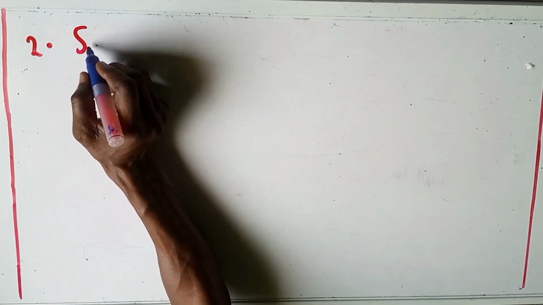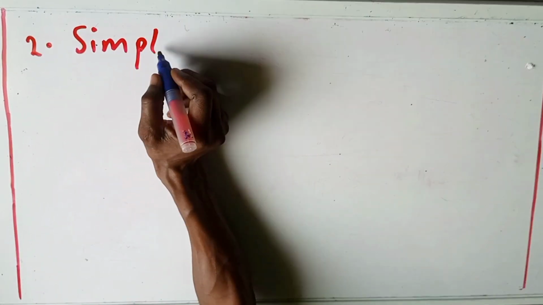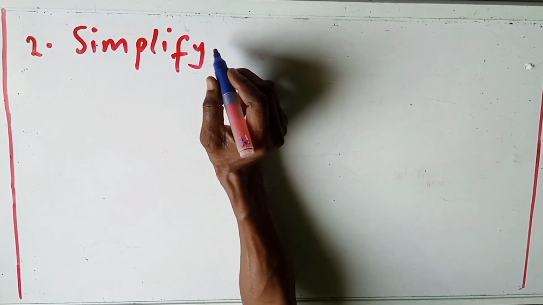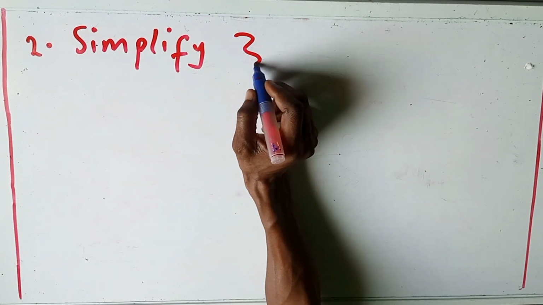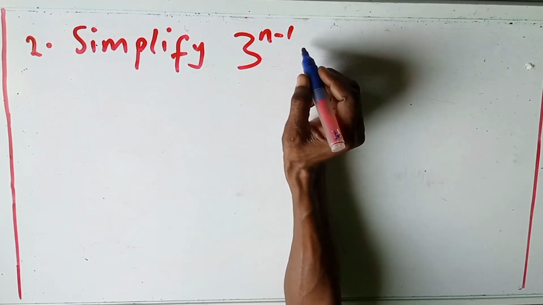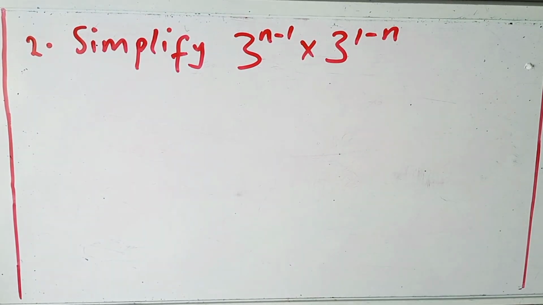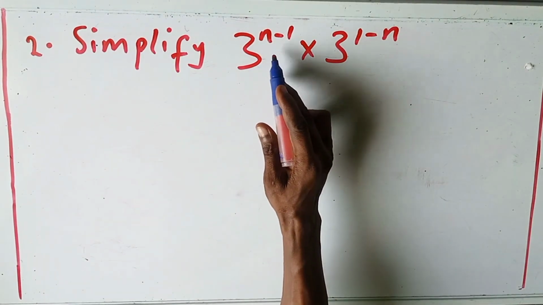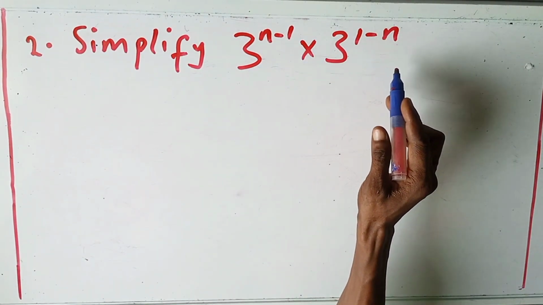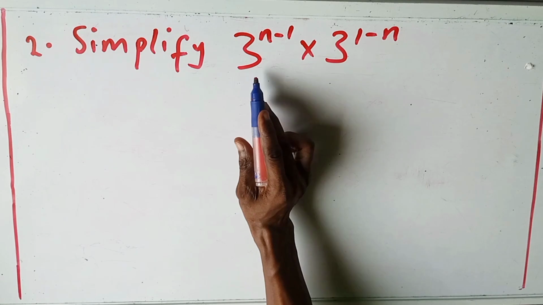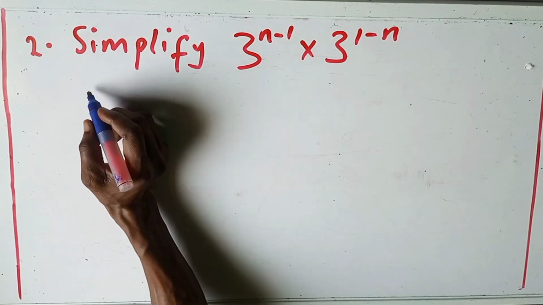Example 2. Simplify 3 raised to the power n minus 1 times 3 raised to the power 1 minus n. In this case, we have the same base, 3. And remember, in indices, multiplication is addition.